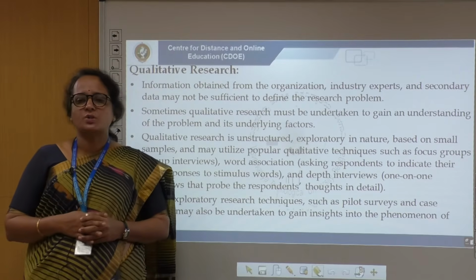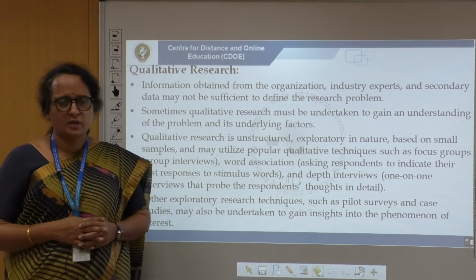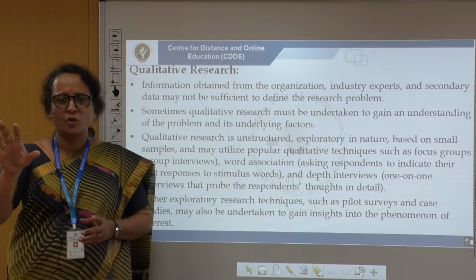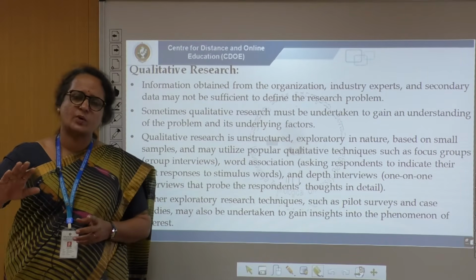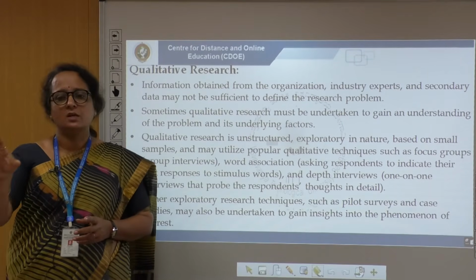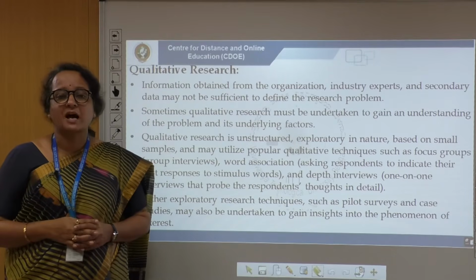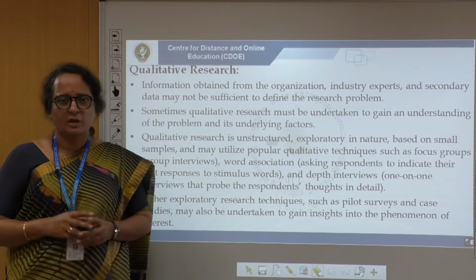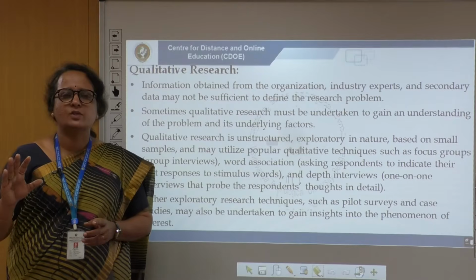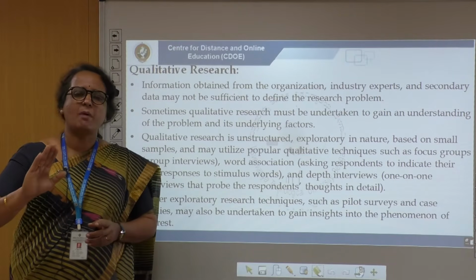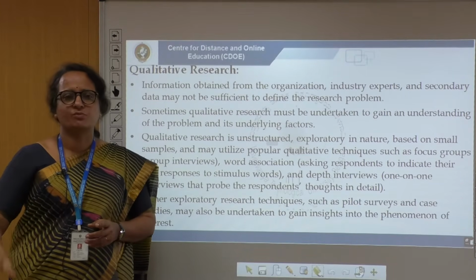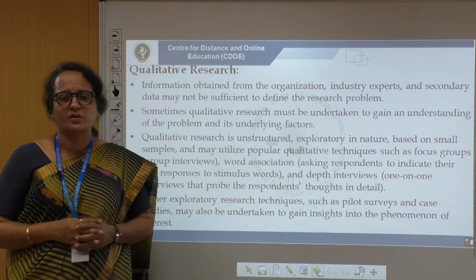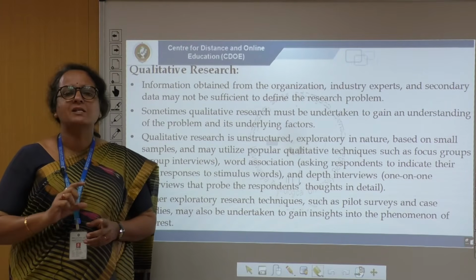Qualitative research is mostly unstructured. It will not follow a proper structure. It varies from situation to situation, from person to person. Such a type of research is called unstructured research. If the pattern of questions or the techniques used vary from one participant to another participant, then such research is called unstructured research. Qualitative research is also unstructured.